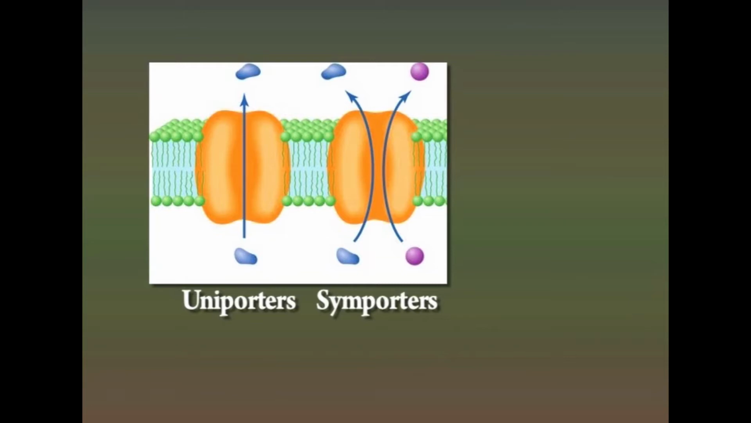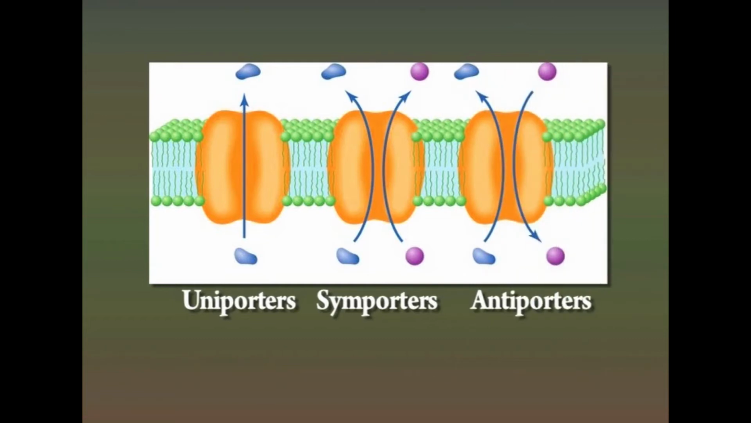Next, we have antiporters, which transport two different molecules in opposite directions. Please understand the difference. Uniporters transport a single molecule at a time. Symporters simultaneously transport two different molecules in the same direction. Antiporters transport two different molecules in opposite directions, which is represented in this picture.